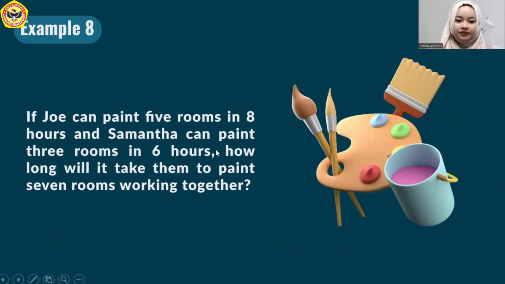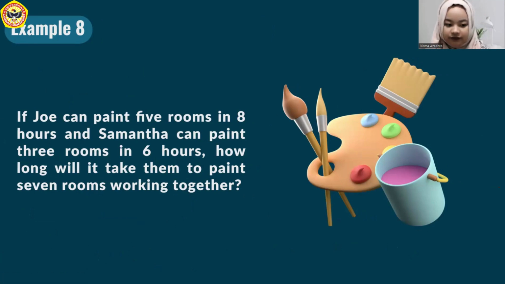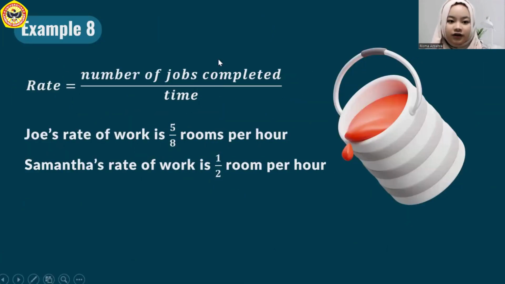Example 8. If Joe can paint 5 rooms in 8 hours and Samantha can paint 3 rooms in 6 hours, how long will it take them to paint 7 rooms working together? So the solution is we have this equation: rate equals number of jobs completed over time. So Joe's rate of work is 5 over 8 rooms per hour, and Samantha's rate of work is 1 over 2 rooms per hour.